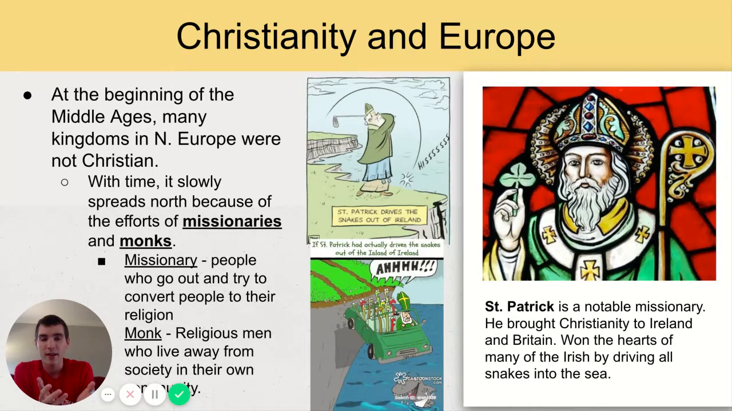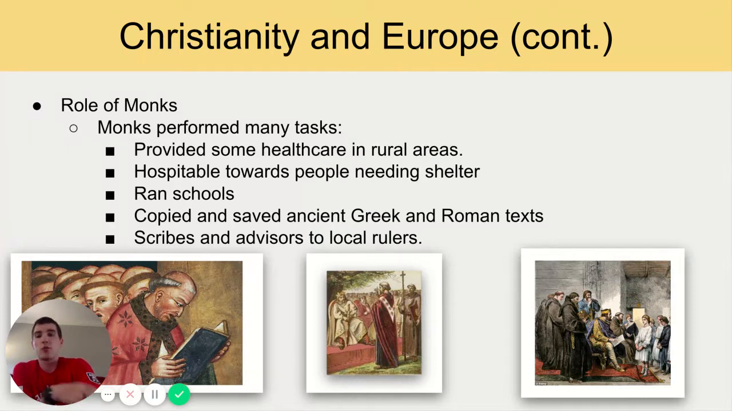Here's some great political cartoons, I guess you could say, or newspaper cartoons. It shows him hitting a golf tee, like driving the snakes out and then driving them off a cliff. Yeah, it's great. Anyways, so also the role of monks. Monks were those who lived away from the rest of society, kind of in their own captive state of saying, you know what, I'm going to give my life solely to the spreading of the gospel of the Bible.